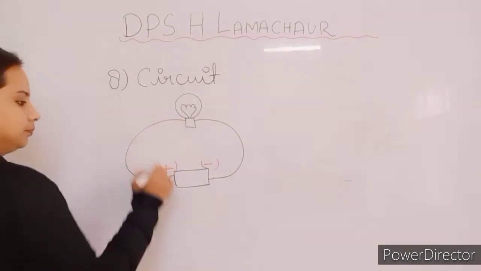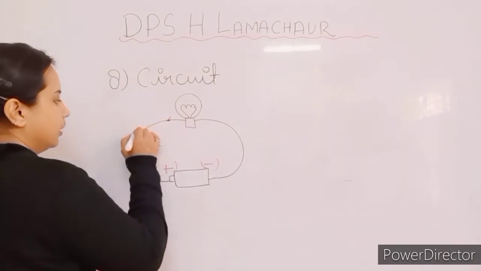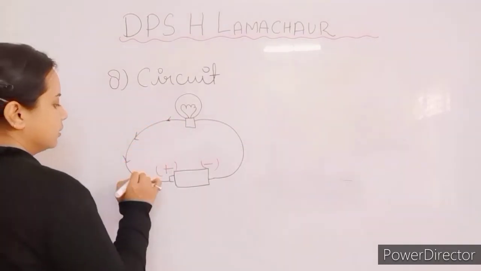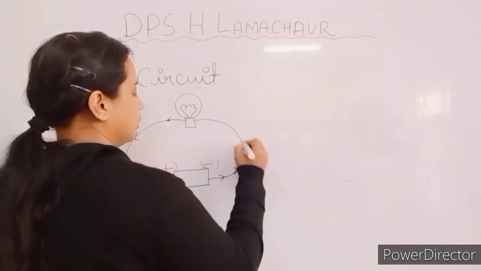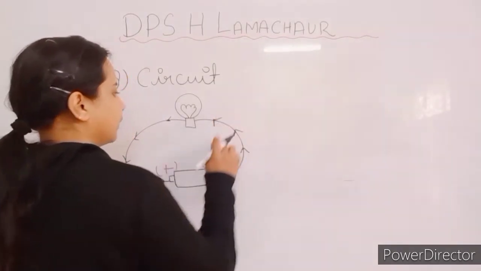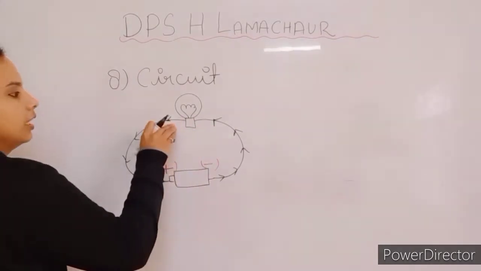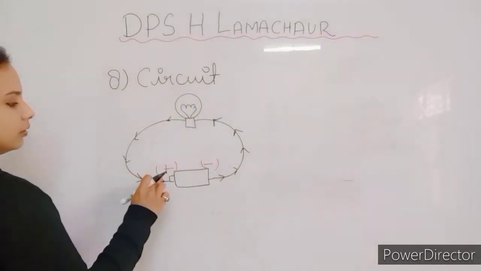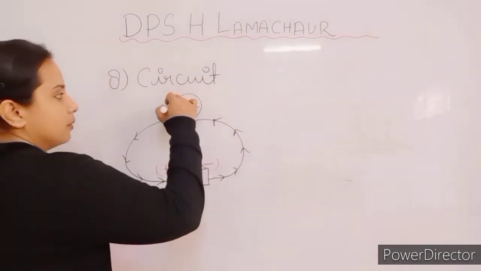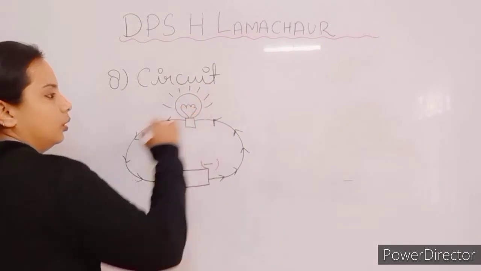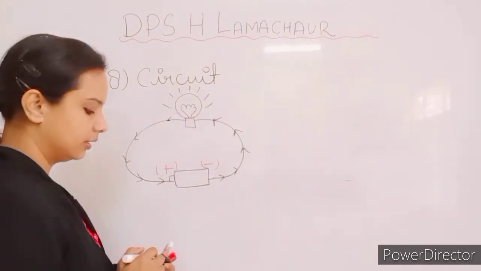So from here, when the current will flow, okay, like this, the current will start flowing continuously, it is going into the bulb, okay, and again it is coming back to the positive terminal, going to the negative terminal, and this bulb will glow. So this complete is known as a circuit.